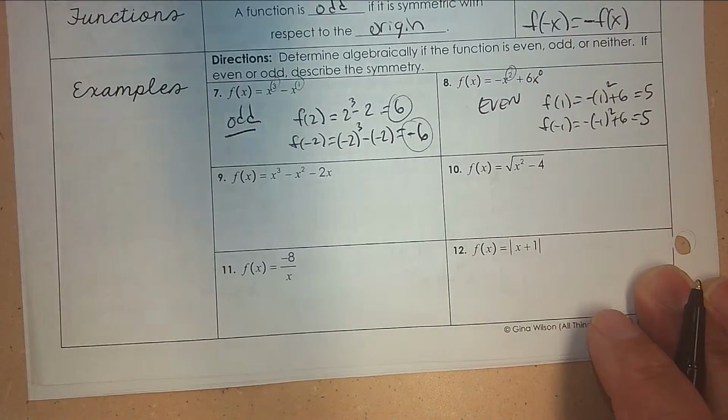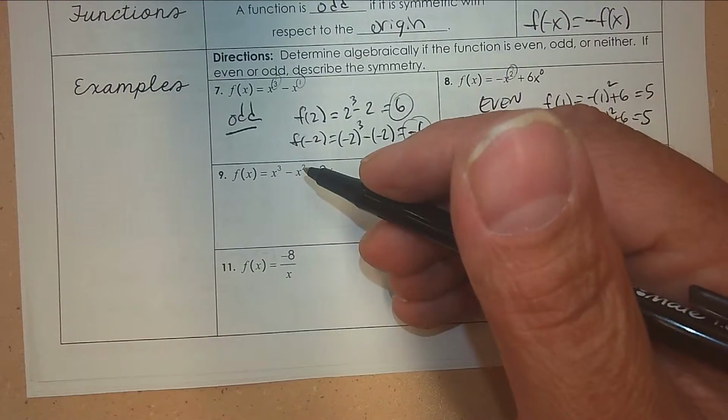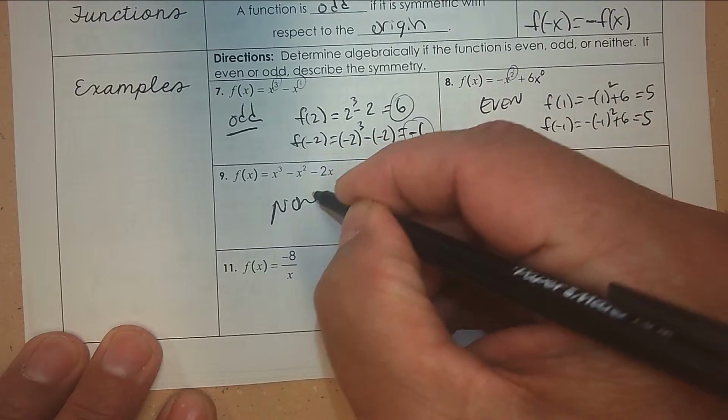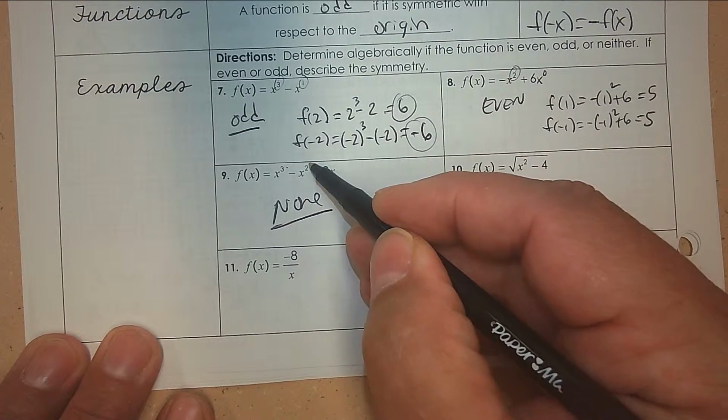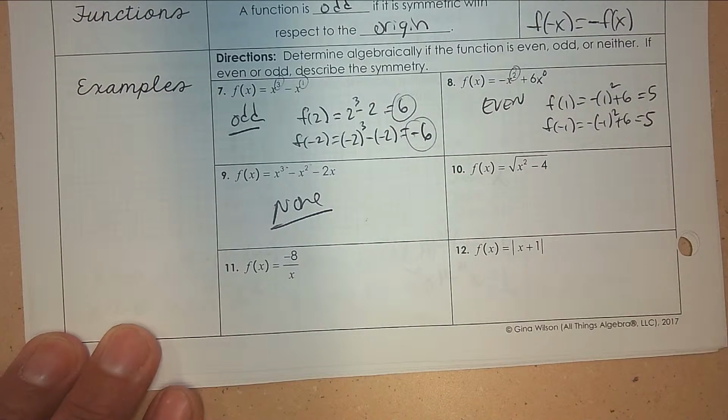Number 9. This is a jambalaya right here. So number 9, we'd say none. I don't need to do any testing. I have odd and even ones jumbled together. That means there's no symmetry in terms of odd or even.